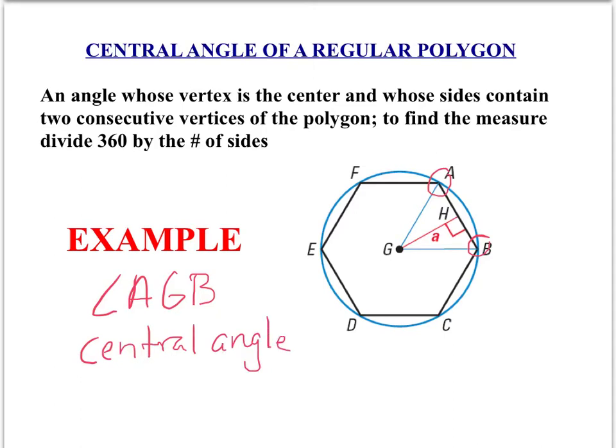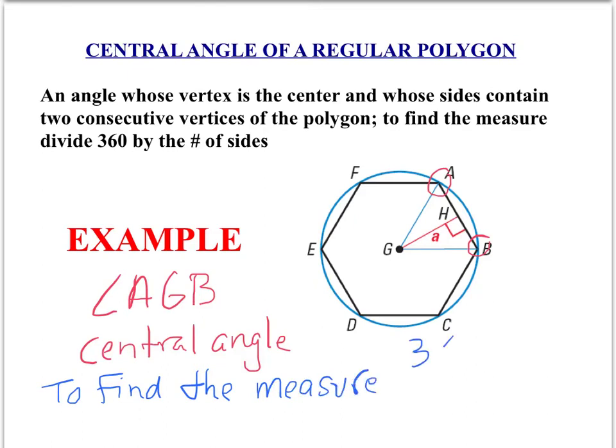Now to find the measure of the central angle, we just take 360 degrees and divide it by how many sides there are. So here we have 1, 2, 3, 4, 5, 6. So to find the measure of this central angle right here, we divide 360 by 6, which gives us 60 degrees.